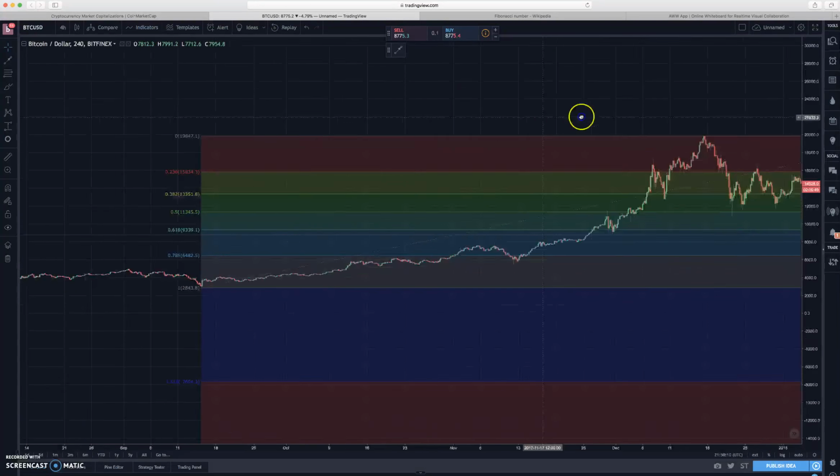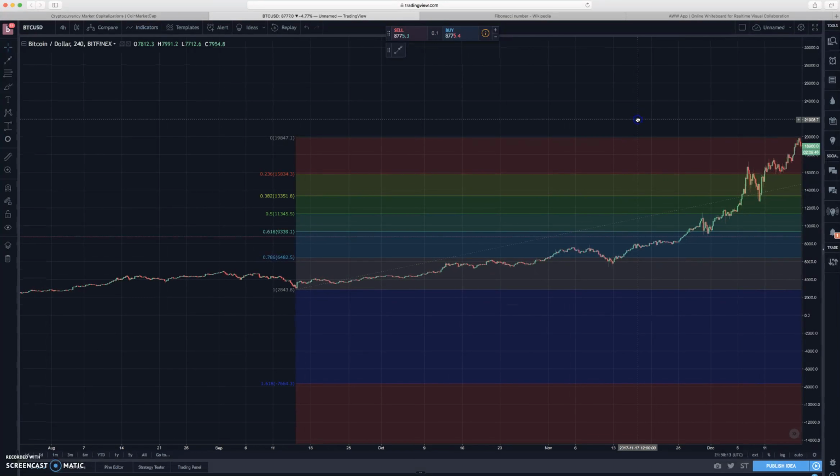Anyway, so how I use Fibonacci. What I'm going to do is go back in time to when we were at this $20,000 mark for Bitcoin.